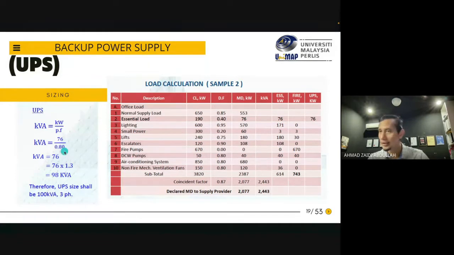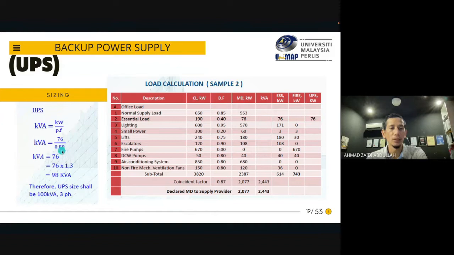This is international. International use 0.8, worldwide use. So in Malaysia, if you want to use 0.85 also can, boleh. Lagi bagus lah, maksudnya lagi bagus. That's better design. The standard 0.8 is enough actually.